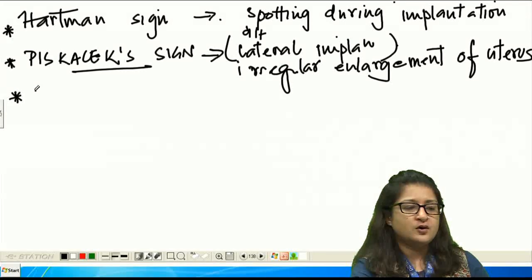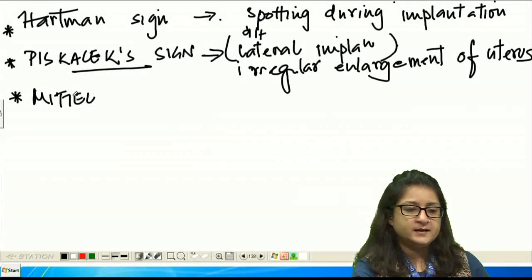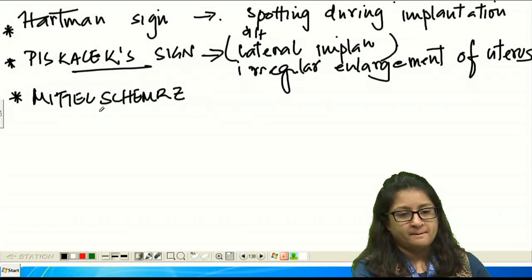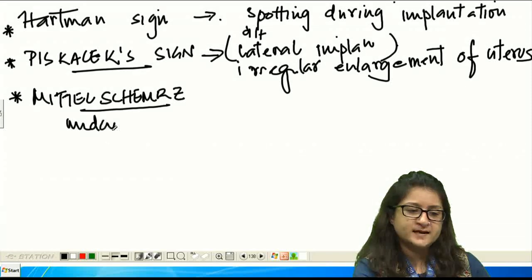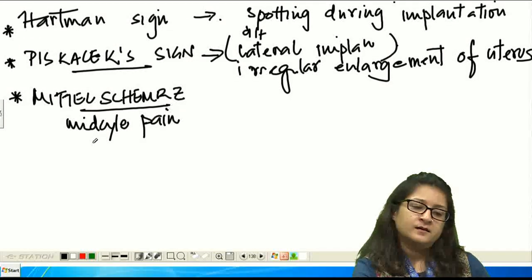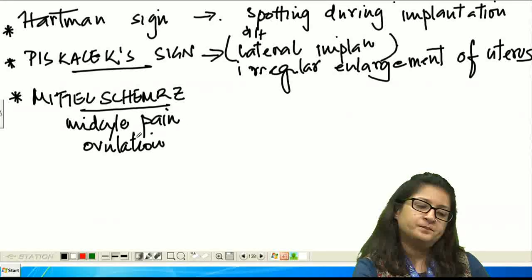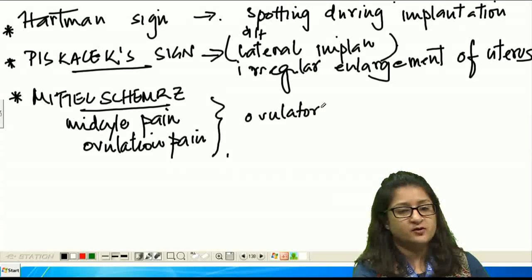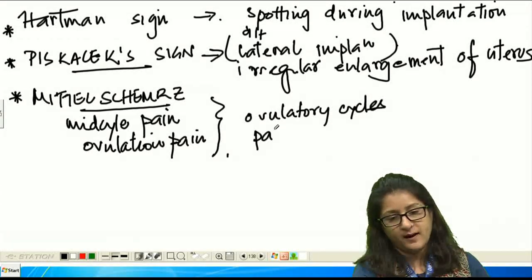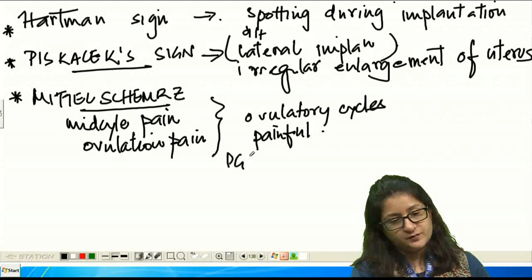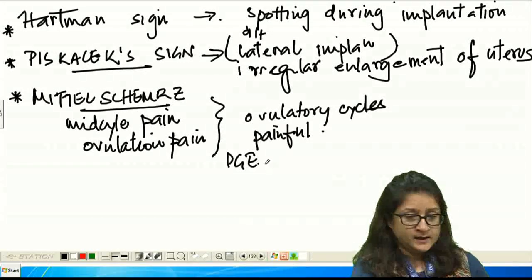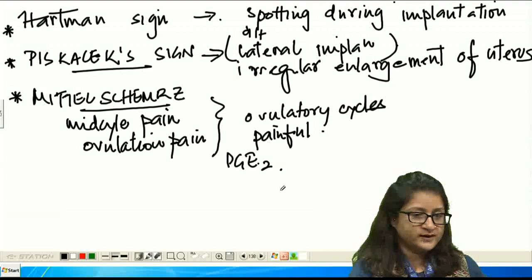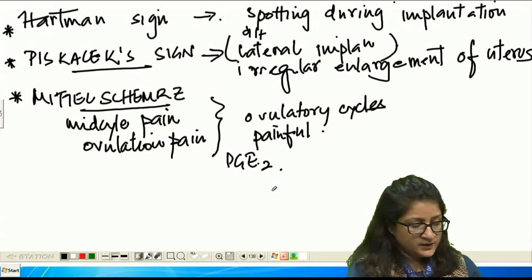Then there is something which is also called Mittelschmerz. That is called mid-cycle pain or ovulation pain. This happens because ovulatory cycles are painful, and this is because of prostaglandins, PGE2 mainly, which is released at the time of ovulation. Alright, so this is about the various signs here.